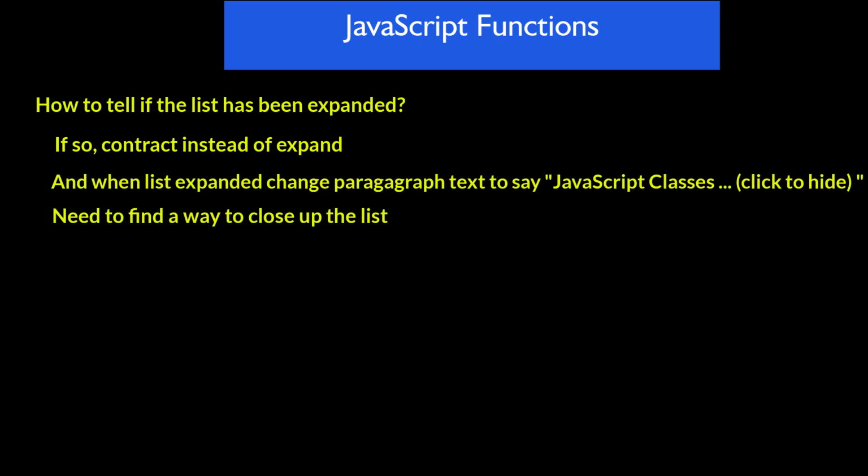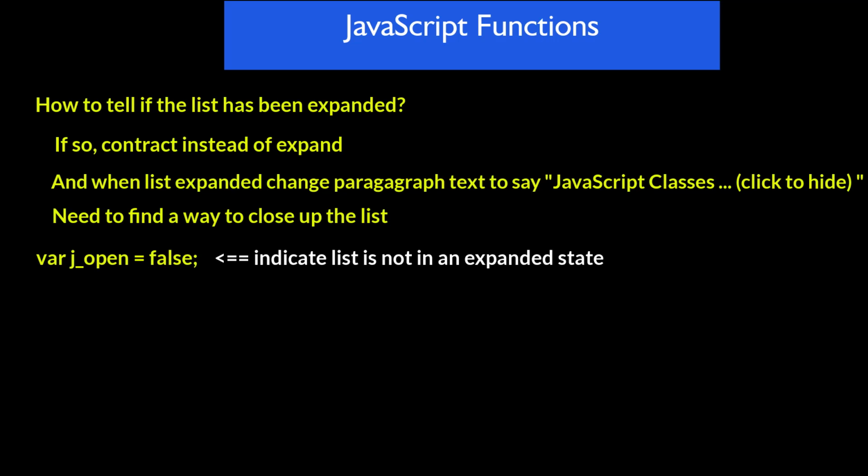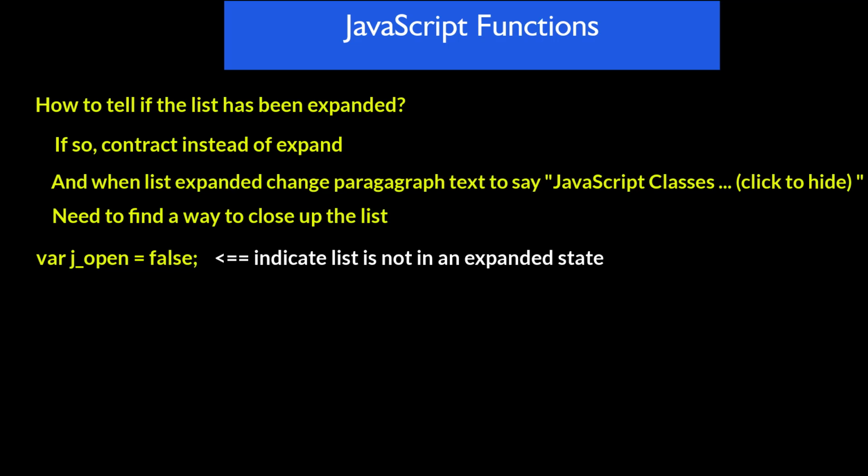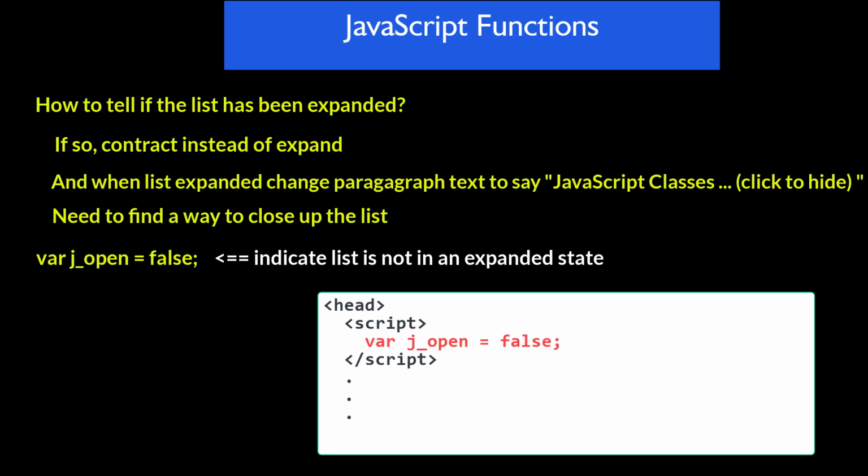Well, we'll need a variable to keep track if the list is expanded or closed. Var j_open equals false will indicate the list is not in expanded state. But we can't put this declaration in the event handler. It will automatically be set to false every time you click on the paragraph. So we'll do like we did in the previous lesson and put this declare in a script element in the head. So script, var j_open equals false.